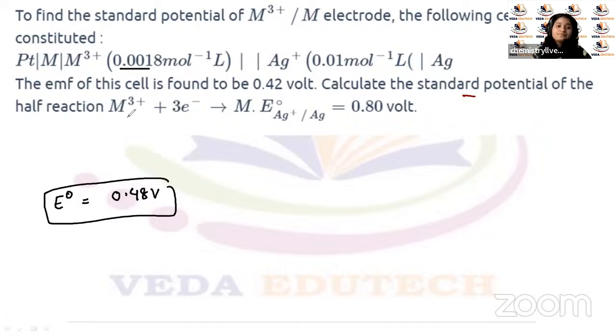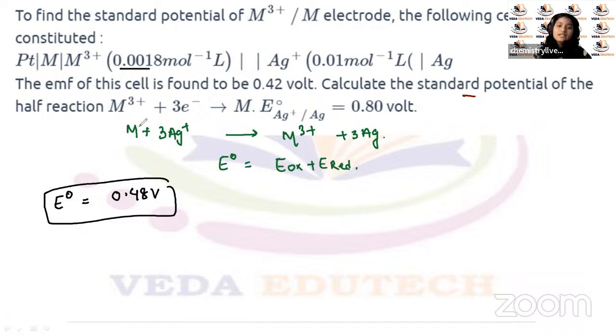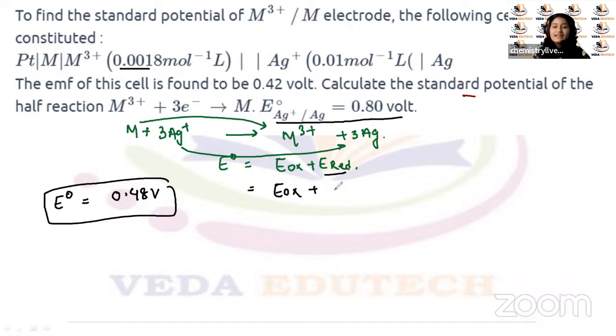Now, we know that the equation that we wrote was M plus 3 Ag plus gives rise to M3 plus plus 3 Ag, right? We know that E naught of cell is equal to E of oxidation plus E of reduction. And who is undergoing oxidation? M to M3 plus, and who is going reduction? This one is going reduction. So can I write here, instead of oxidation, E of ox, and instead of reduction, I can write this value because the reduction value is given, which is 0.80, and E naught we found out to be 0.48.